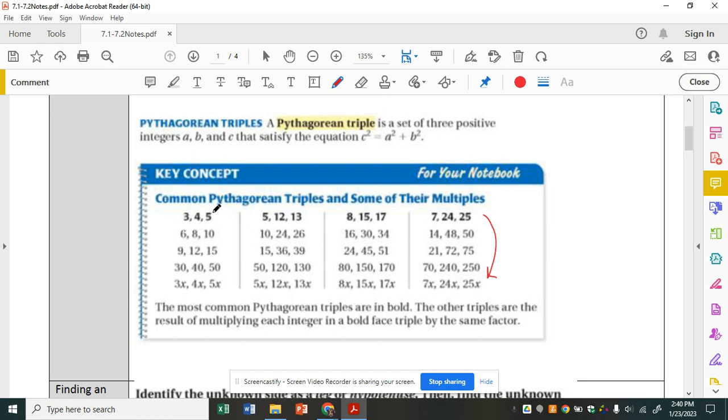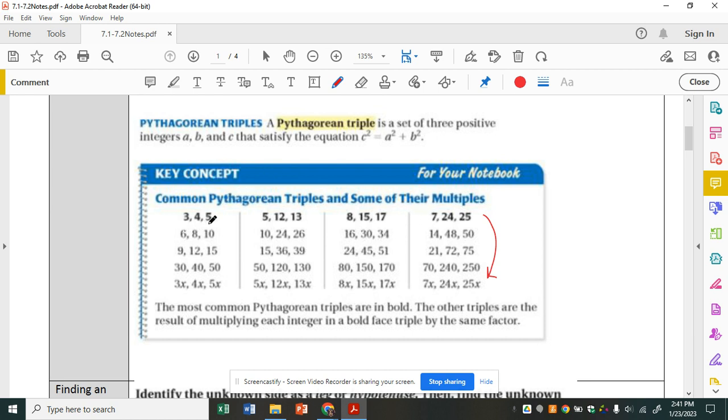So you could double all of these, and this would still be considered a right triangle. You could multiply all of these by 3, and this would still be considered a right triangle. Multiply them all by 10, and it'd still be considered a right triangle. So these are the most common Pythagorean right triangles.